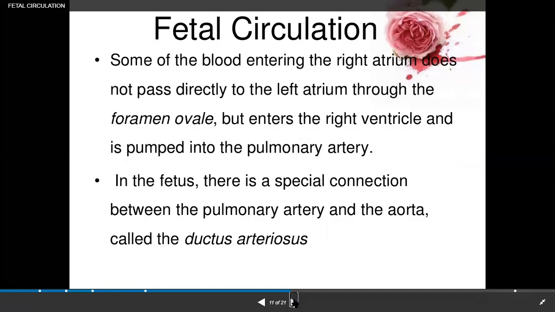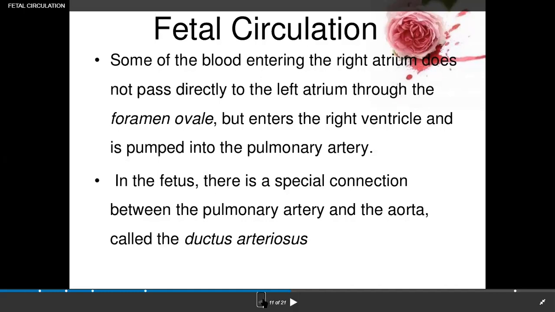Some of the blood entering the right atrium does not pass directly to the left atrium through the foramen ovale, but enters the right ventricle and is pumped into the pulmonary artery. So one part goes directly into the left atrium, while some part enters the routine pathway, that is, normal circulation. And in the fetus, there is a special connection between the pulmonary artery and the aorta, called the ductus arteriosus.